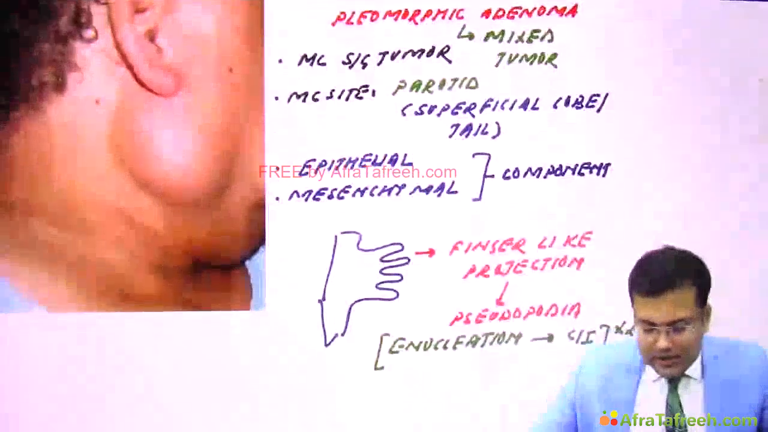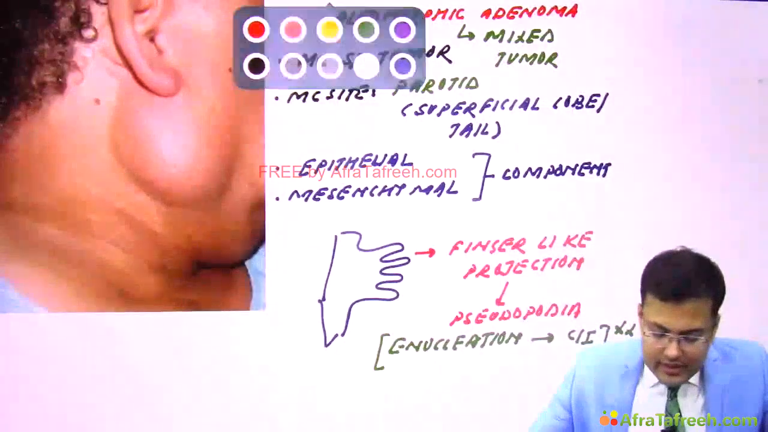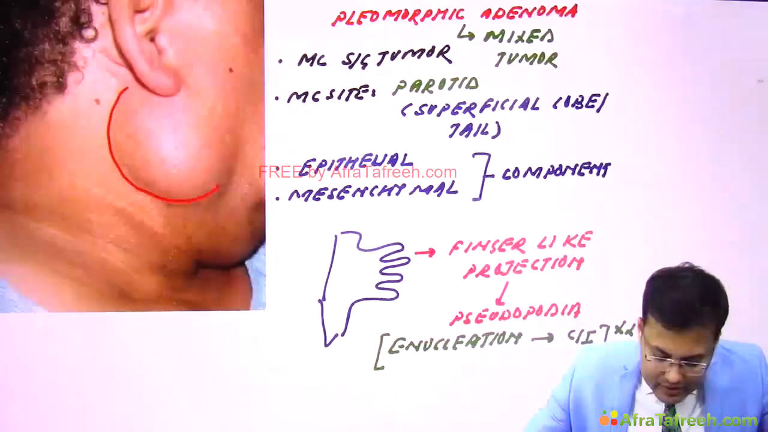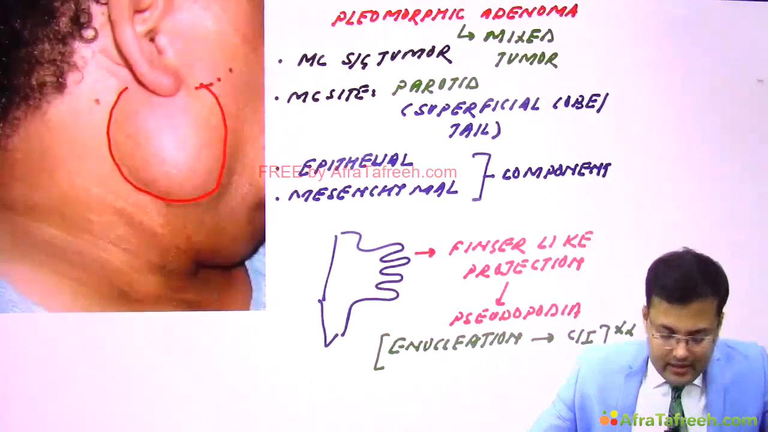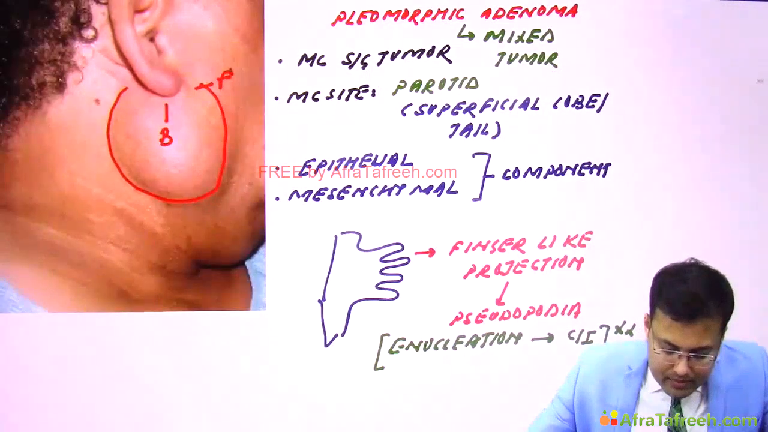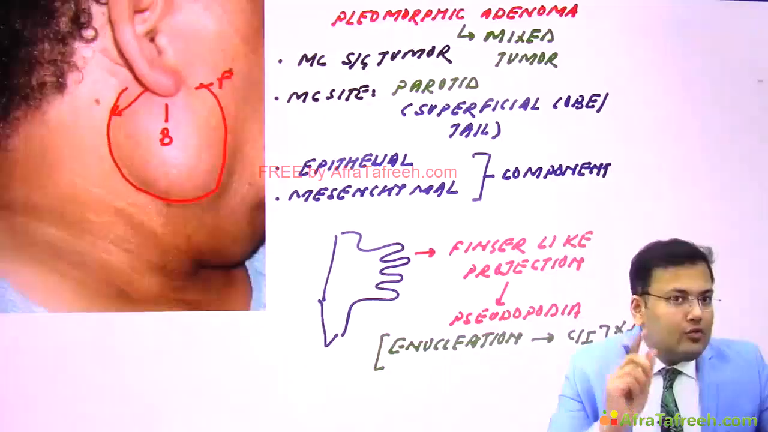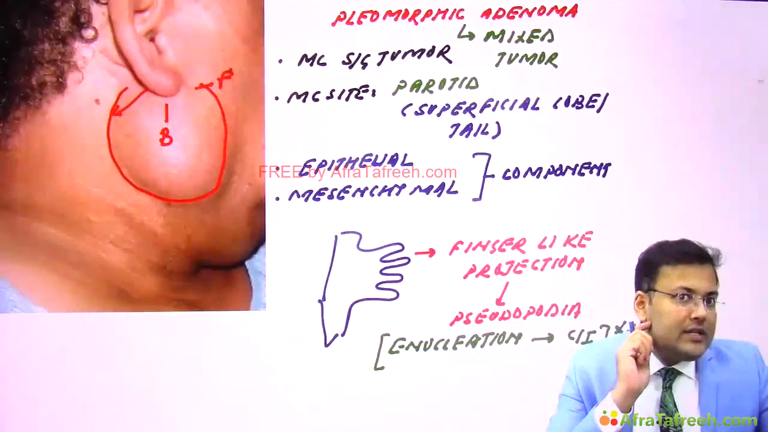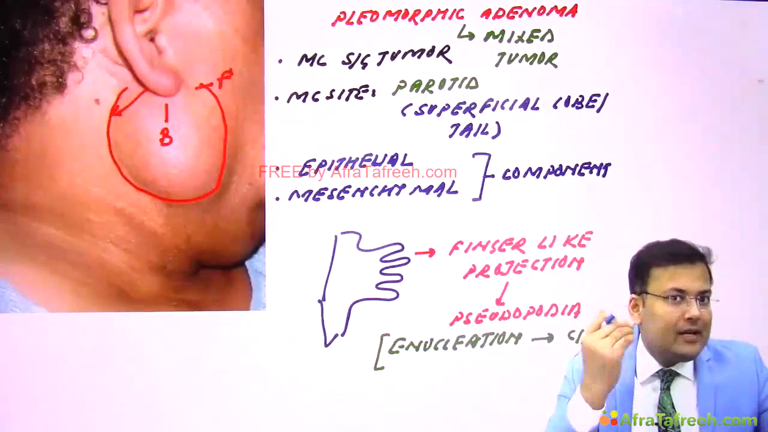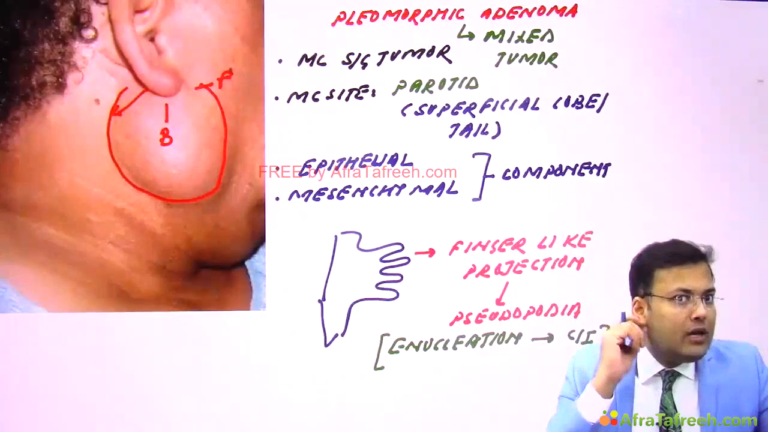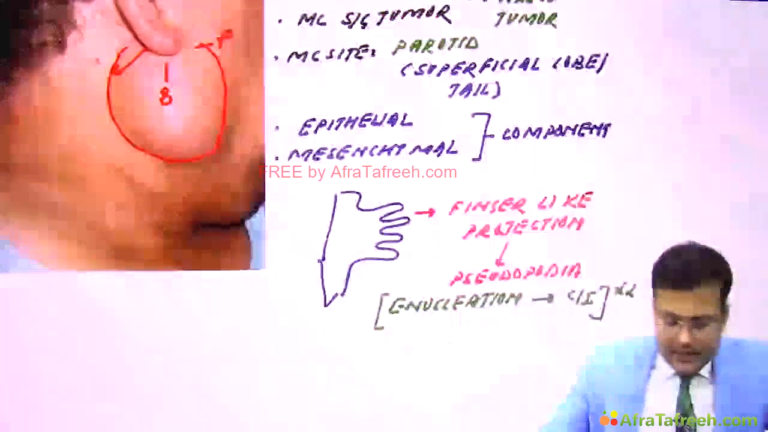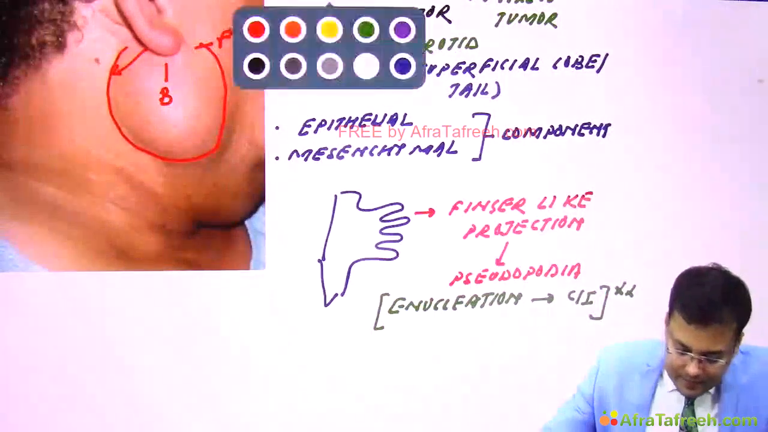Now see the location of the tumor. If you see this location, this is typical. It is located in front, below and behind the ear lobule. So the tumor is located in the parotid region. Where exactly? In front, below, behind the ear lobule, pushing it up. Clear? So clinical features.